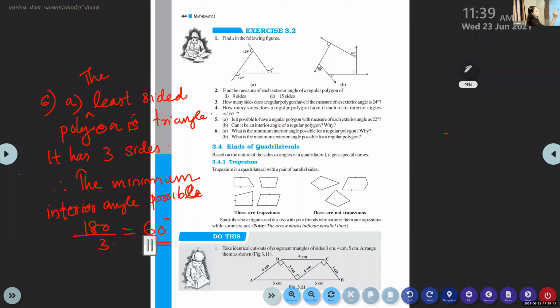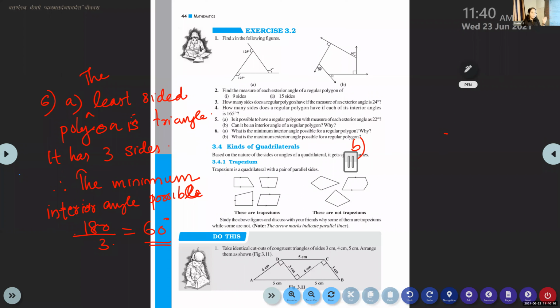And B question. What is the maximum exterior angle possible for a regular polygon? 120. How did you understand? Ma'am, minimum means smallest. Okay. If the interior angle is smallest, according to that, the largest exterior angle will come.